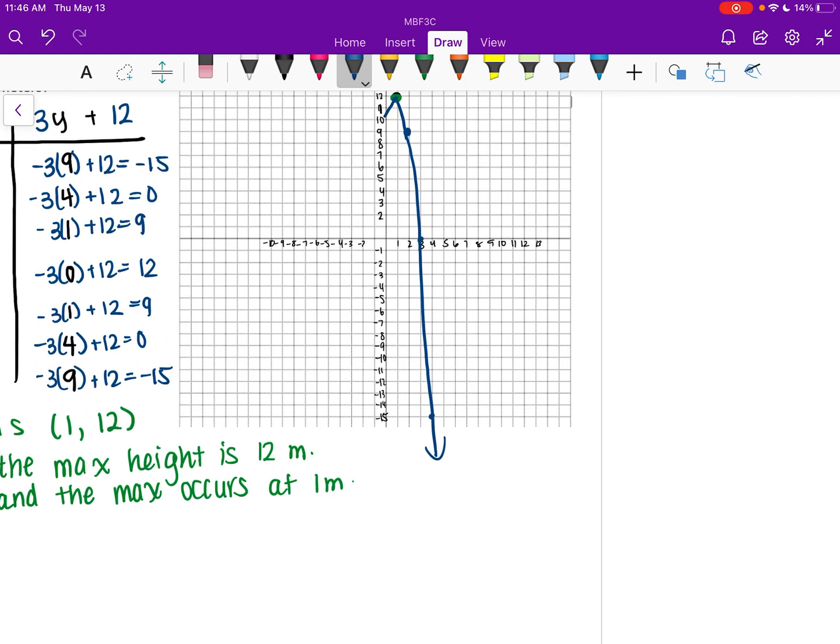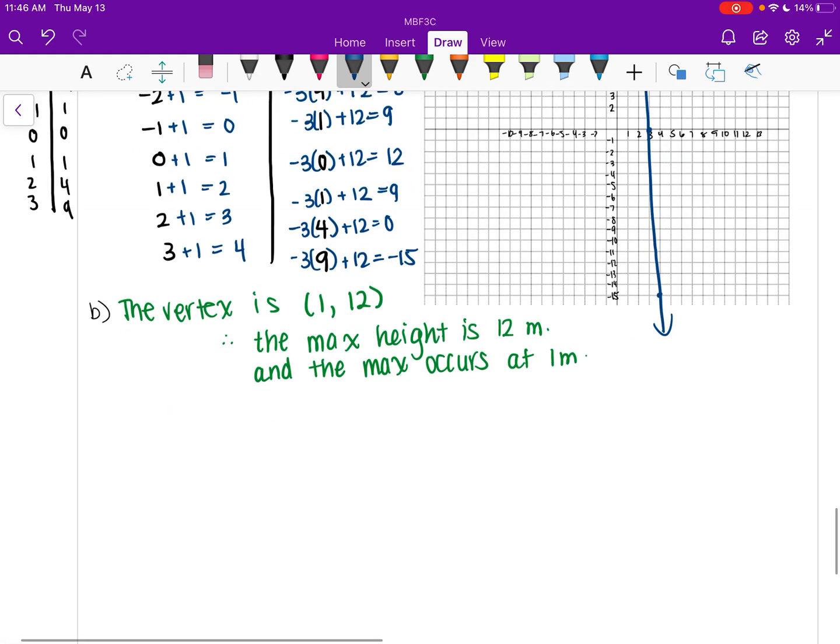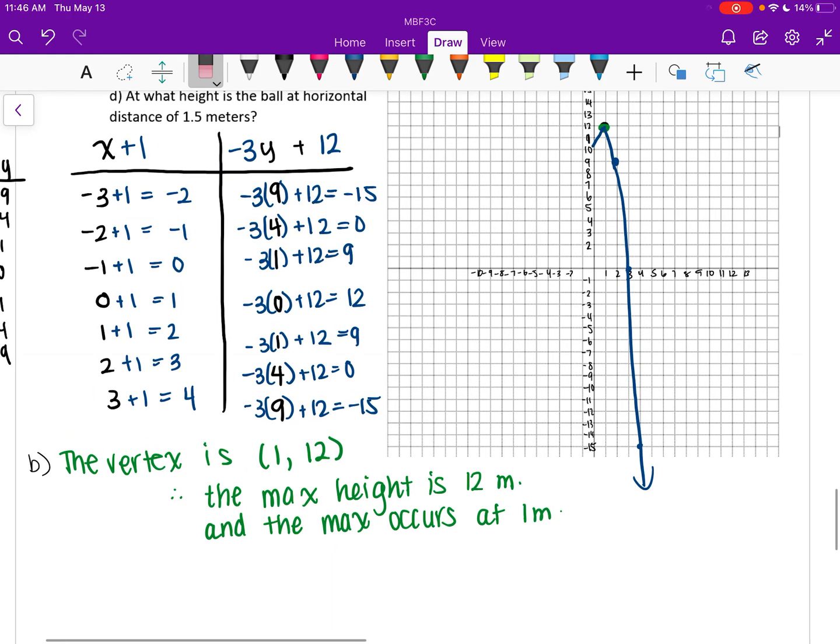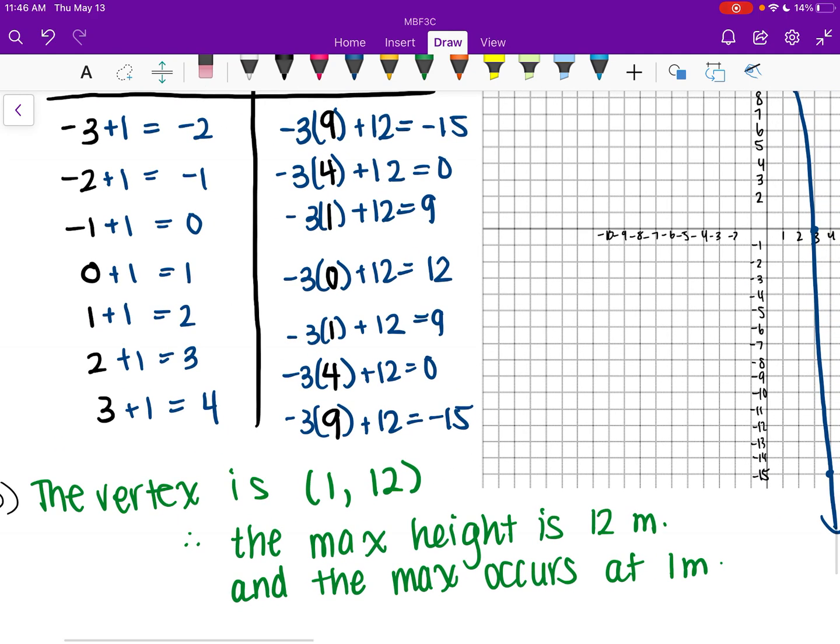I'm just going to delete everything other than 0. Okay. And it occurs at a horizontal distance of 1 meter, right? The maximum height happens at (1, 12). So that's when it occurs. Cool. And you could honestly figure that out from here as well. If you looked at your table of values, you could see that the maximum height that it reaches is 12 meters. So that would be that.